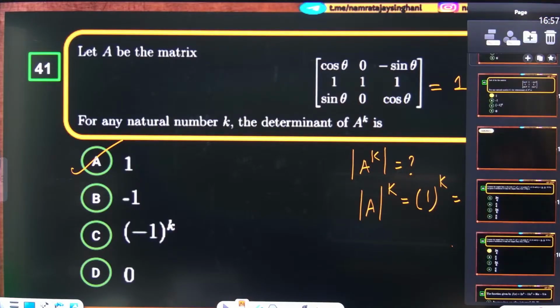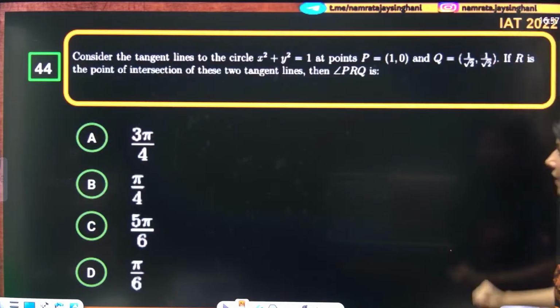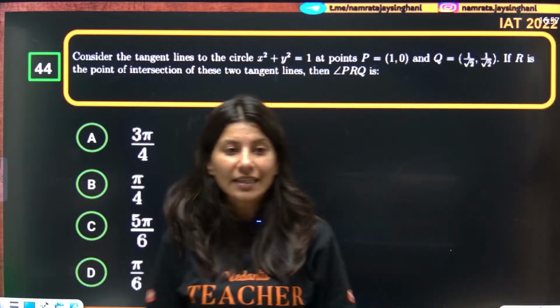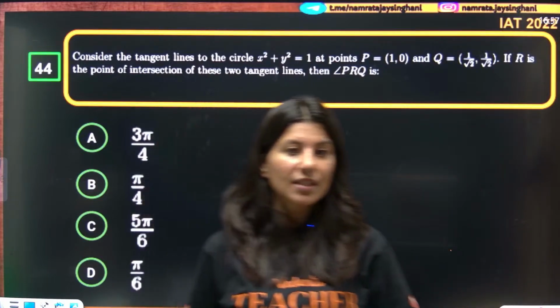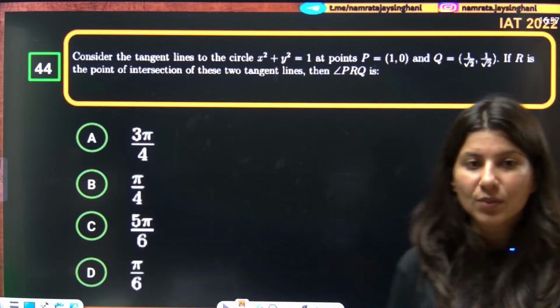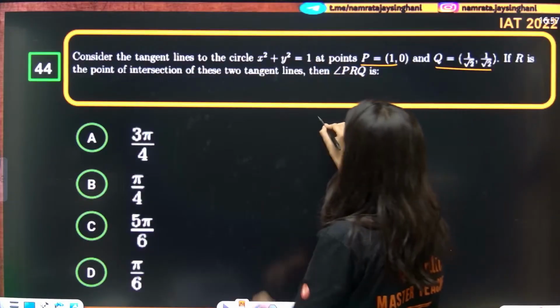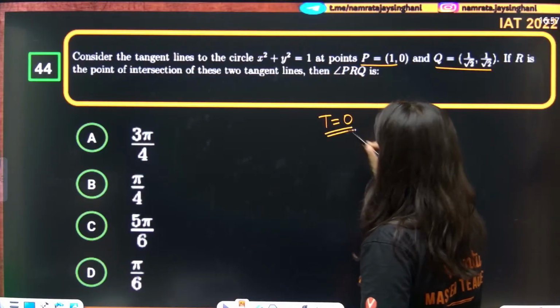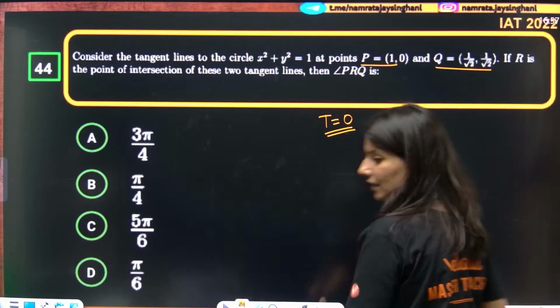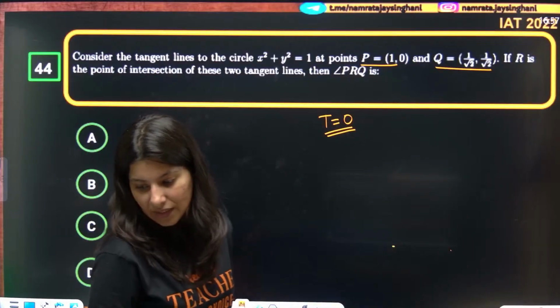Now the next question on your screen is this. Consider the tangent lines to the circle x square plus y square equals 1 at points P and Q. Can you write the tangent equation from t equals 0? Can you do that? T equals 0. Say, can you write the tangent equation?